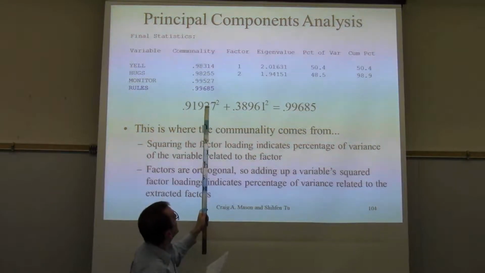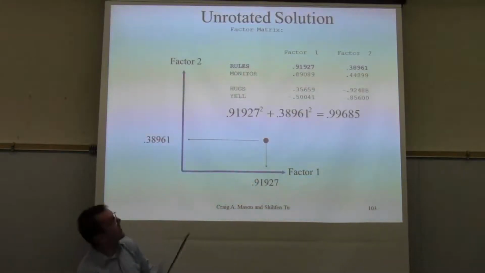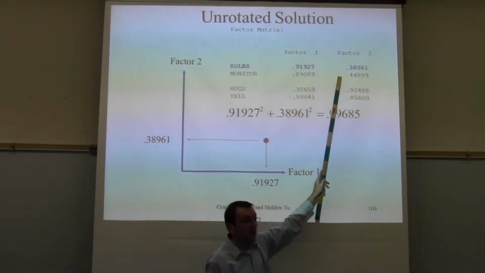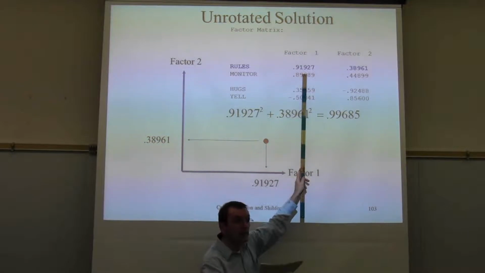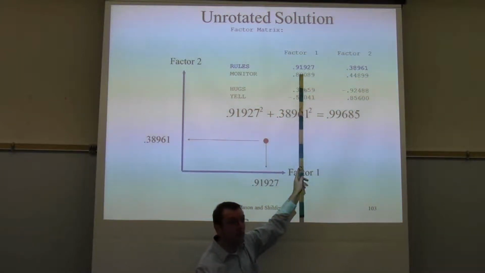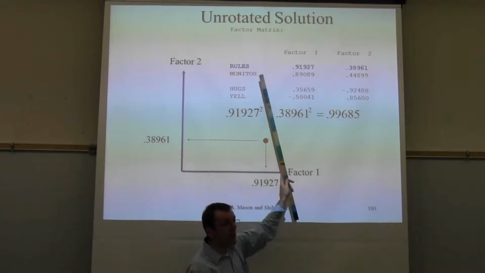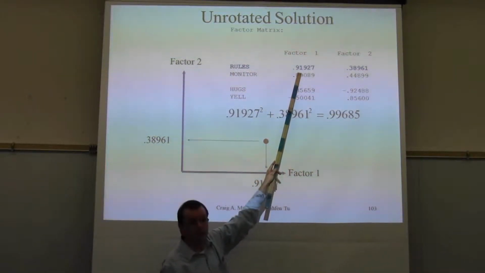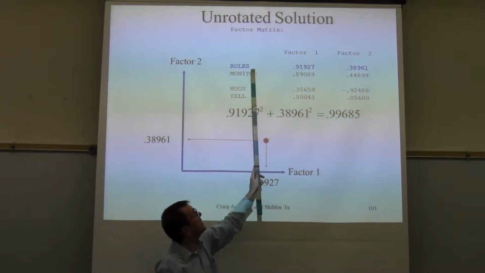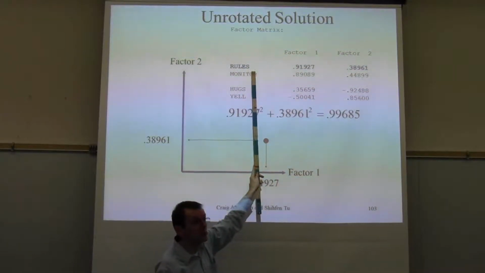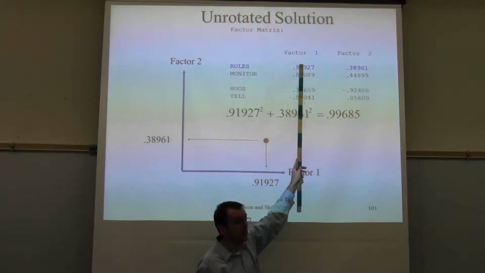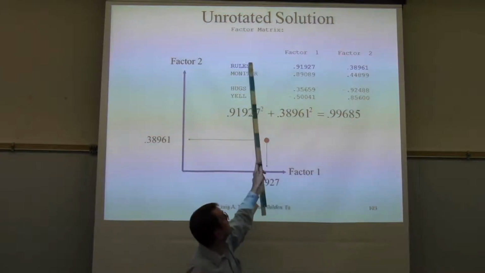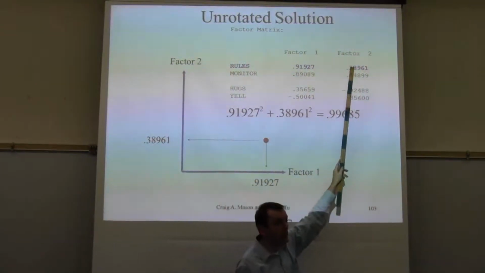The communality, let's actually go back. If you take the correlation and square it, it tells you how much variance is related to that variable. If we square that 0.91, it tells us how much of the variance in rules is related to factor 1. And if we square that 0.389, that number tells us how much of the variance in rules is related to factor 2.